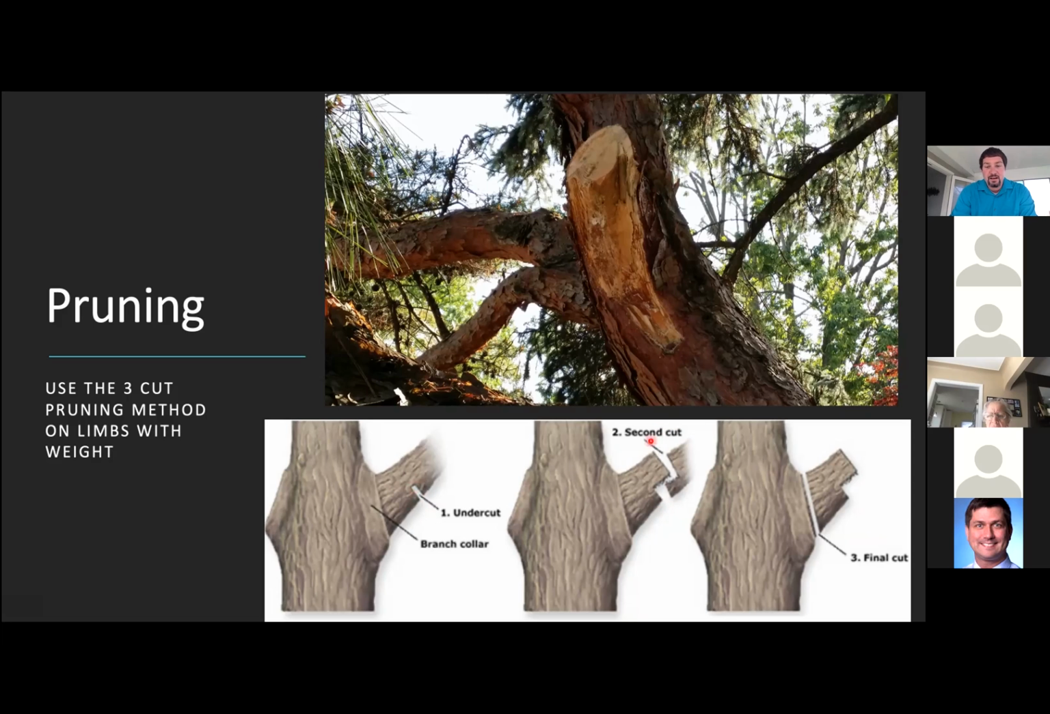And then the second cut, you're going to come down further out, so that when it does get to where your undercut's at, the whole thing will just break off. And then the last cut is going to be straight through from the top to the bottom along the edge of the branch collar, but there's no weight out there, so you don't need to worry about that limb breaking off and peeling the bark all the way down the tree.